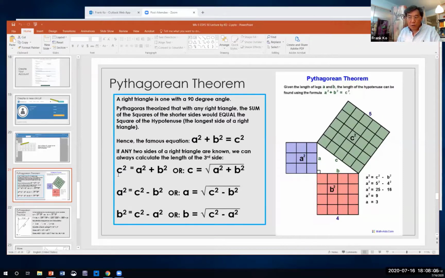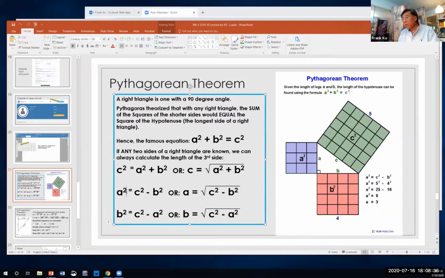I can rewrite the equation here in this first line. I can rewrite it this way, where c squared is equal to the sum of a squared plus b squared. But more specifically, I don't want the square quantity, I just want c. If I'm solving for just the side of the hypotenuse, then it is equal to the square root of a squared plus b squared, as shown here.